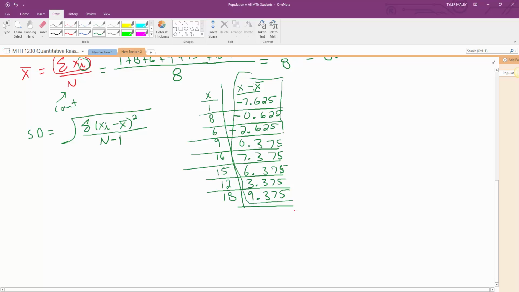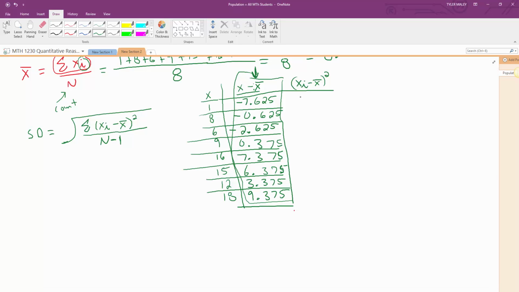Alright, so I want to make a new column where I take x i minus x bar and square these values. In other words, every number in this column here, I want to square. So we can type that in the calculator real quick.